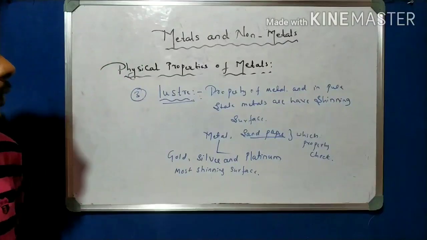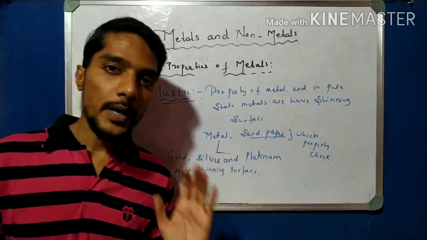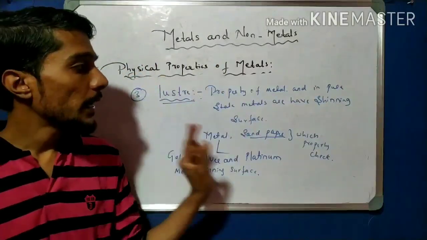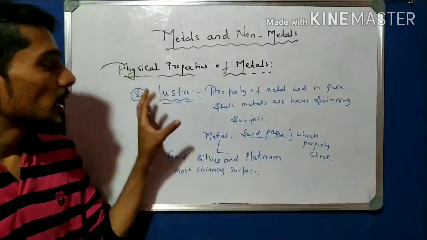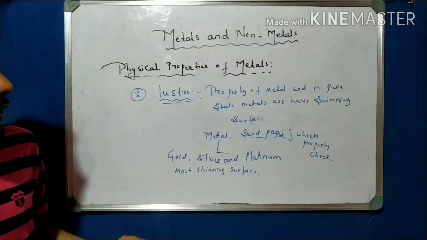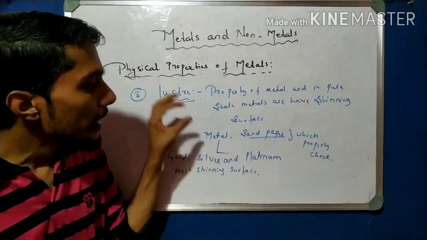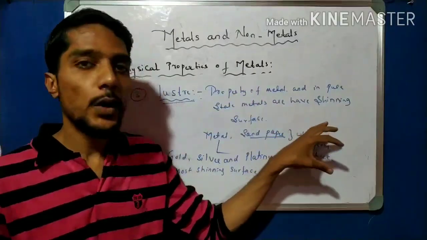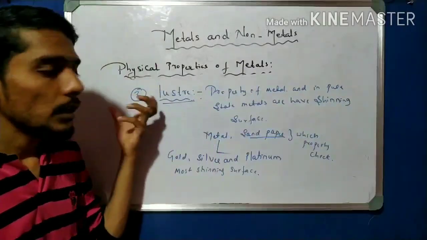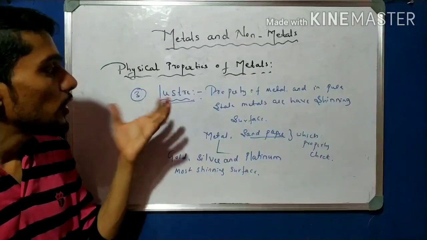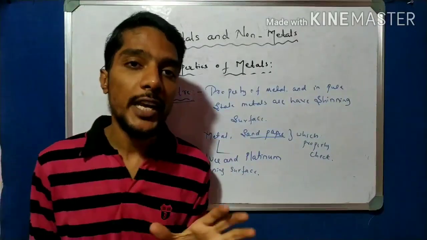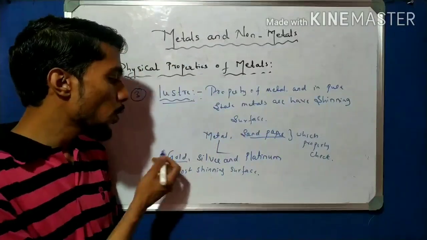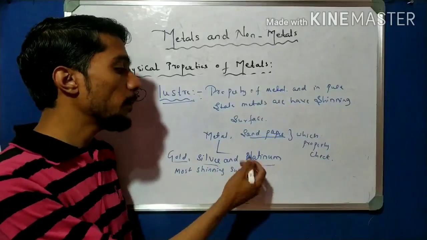So here, what is luster? Luster is the property of metal: in the pure state, metals have a shining surface, and it is called luster. If we provide the metals and sandpaper, which property are you checking here? We check the luster property. And which is the most lustrous, the most shining element? That is gold, silver and platinum.